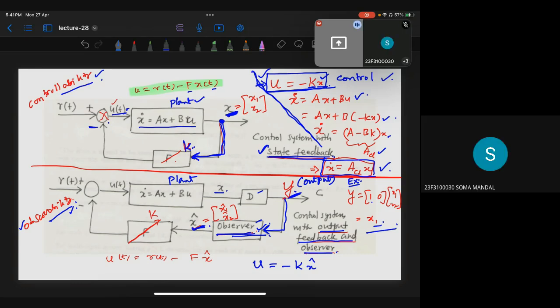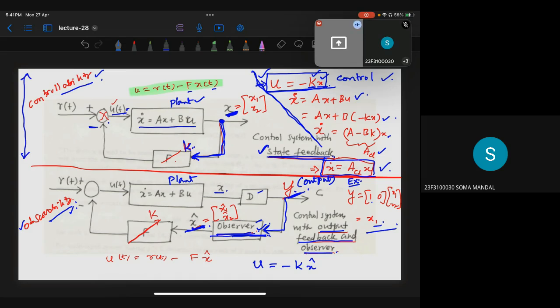So now we are going to see the next part. Next part is how to find this K, that means how to do this controller design U is equal to minus KX. That is one topic that we will see today. Then the second topic is how to do this observer design. That means given output Y, how can we find this X cap? So first we are going to see this part today.